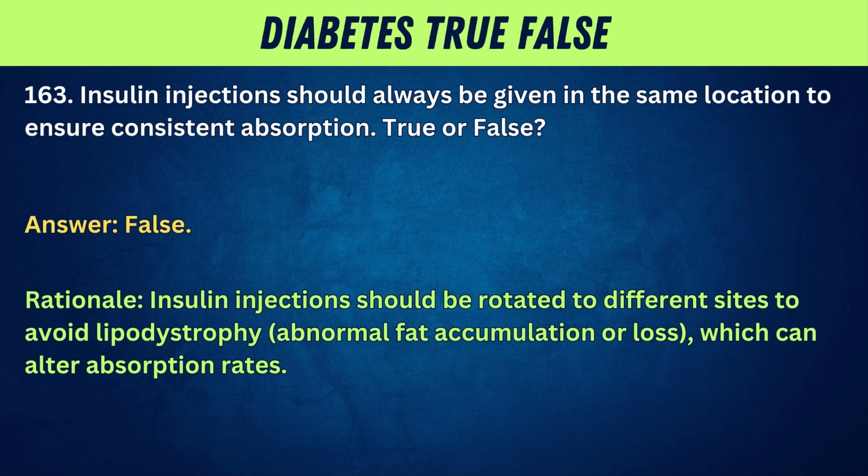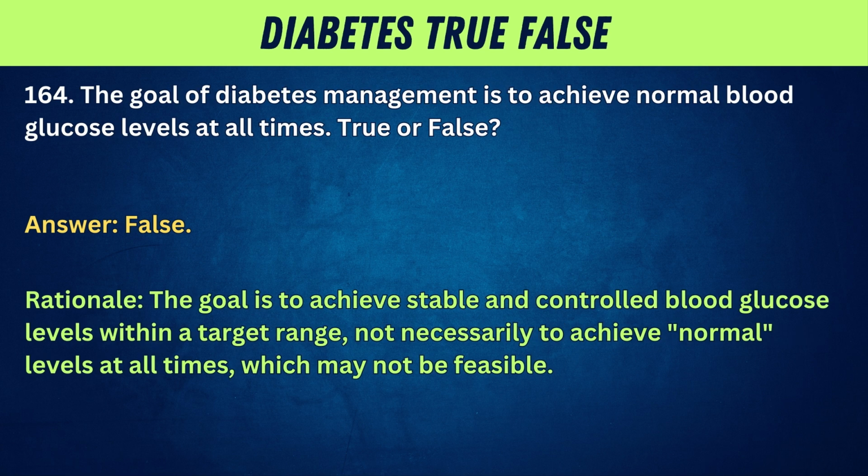Rationale: insulin injections should be rotated to different sites to avoid lipodystrophy, abnormal fat accumulation or loss, which can alter absorption rates. 164. The goal of diabetes management is to achieve normal blood glucose levels at all times. True or false? Answer: false.